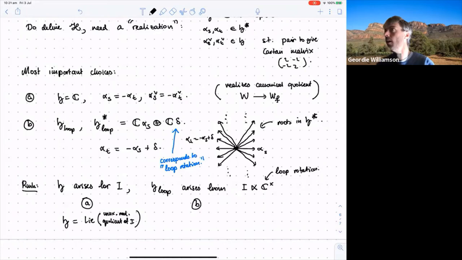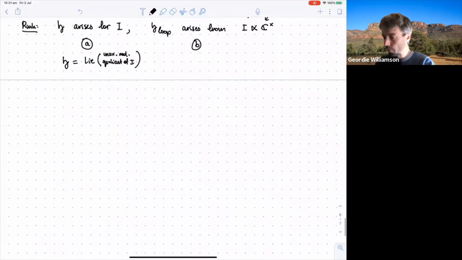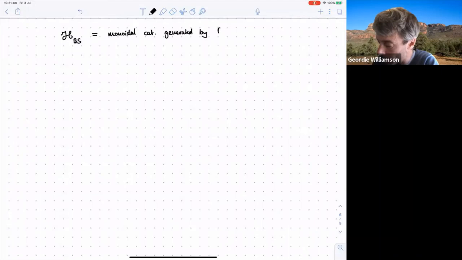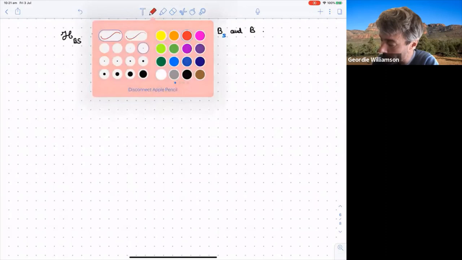Okay, so now we come to the diagrammatics. So H_BS, where BS stands for Bott-Samuelson, is the monoidal category generated by two objects, which I call BS and BT.